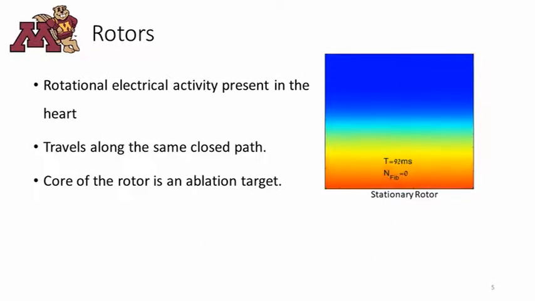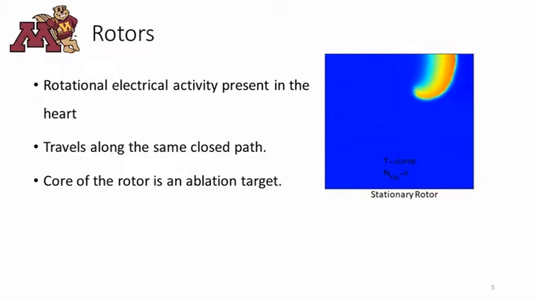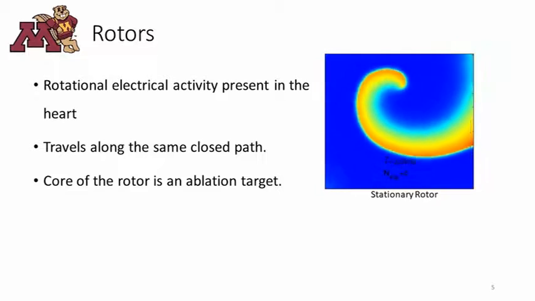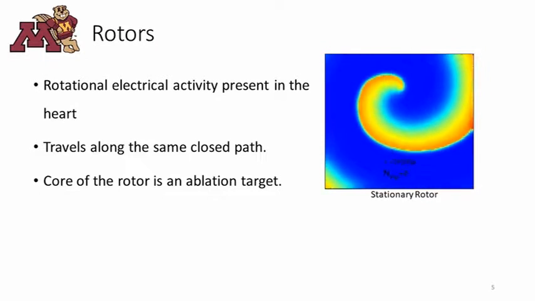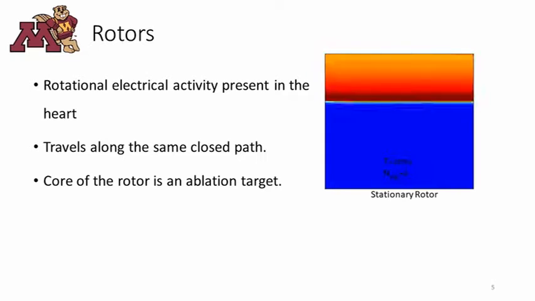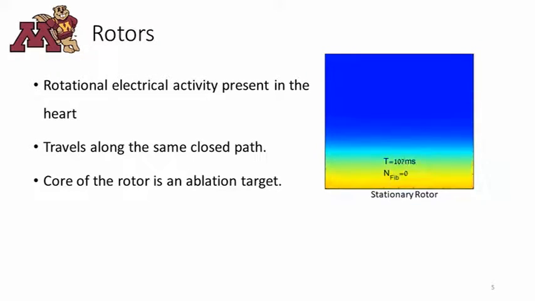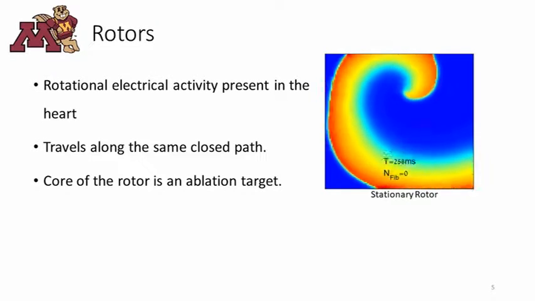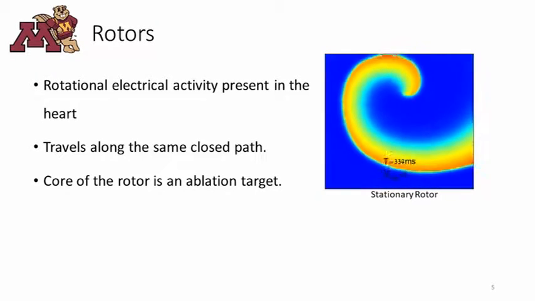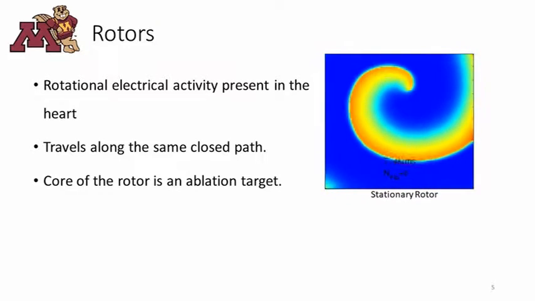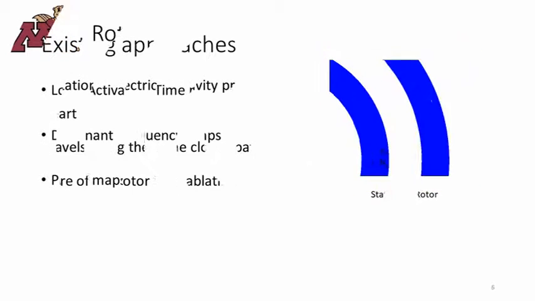One of the electrical mechanisms that characterizes AF rhythm is believed to be rotors. A rotor is a rotational electrical activity present in the atrial tissue. An example of a rotor is shown to the right of your screen, where the voltage map is plotted over time. You can probably notice that the electrical activity is spinning around the central area. This center is called the core or the pivot point of the rotor. These cores are believed to be good target sites for ablation.